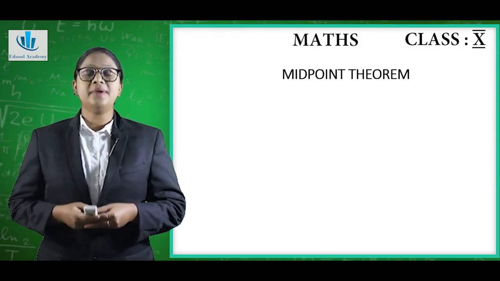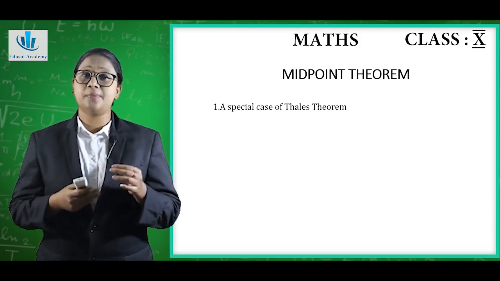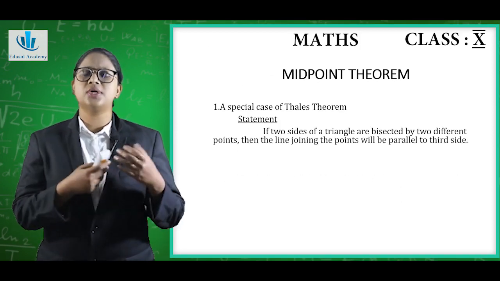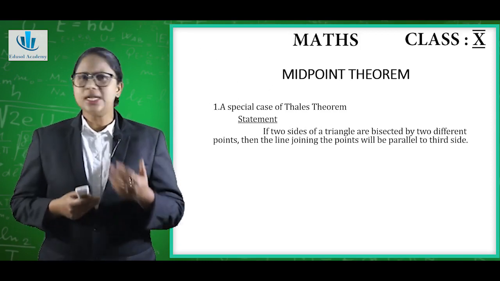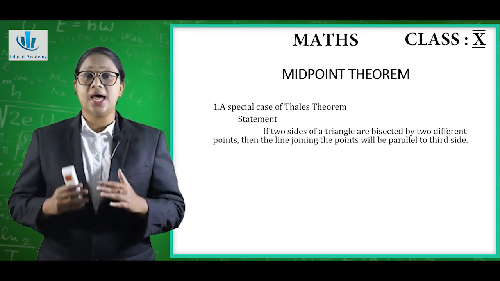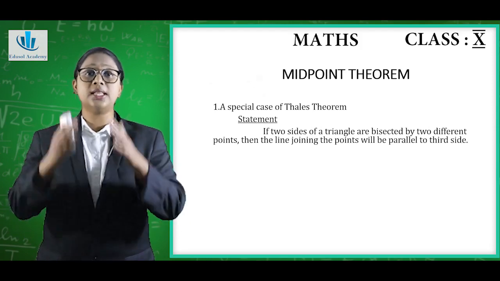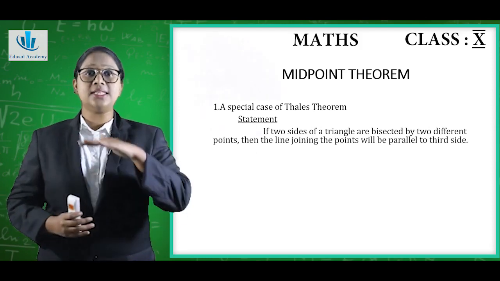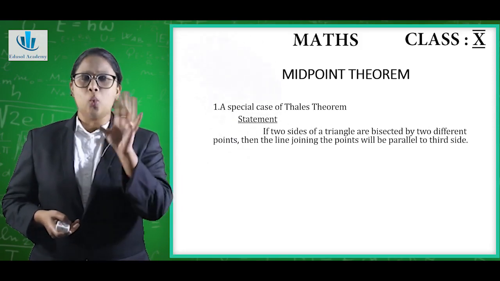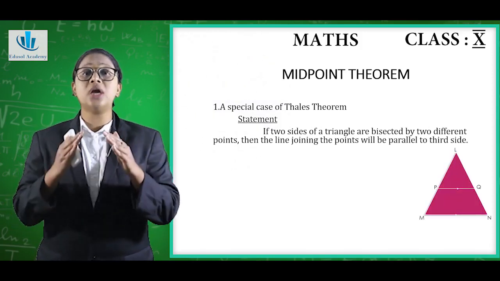Midpoint theorem can be considered as an extension or a special case of converse basic proportionality theorem. Before moving on to midpoint theorem, let's refresh the concept of converse BPT. What did it state? It stated that if a line is drawn in a triangle such that the line divides two sides of the triangle in the same ratio, then the line will be parallel to the third side. We have a few modifications while we state midpoint theorem, that the ratio be 1:1.